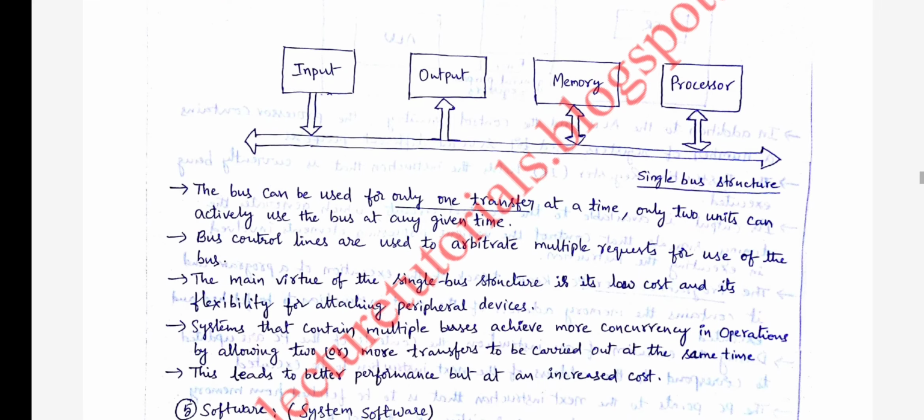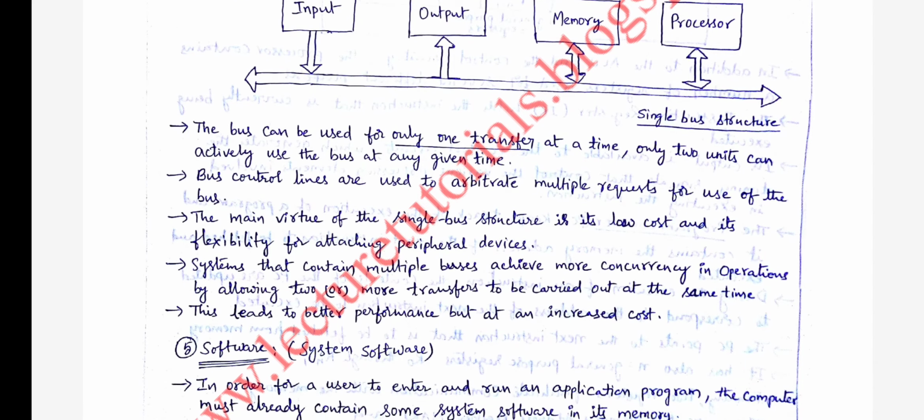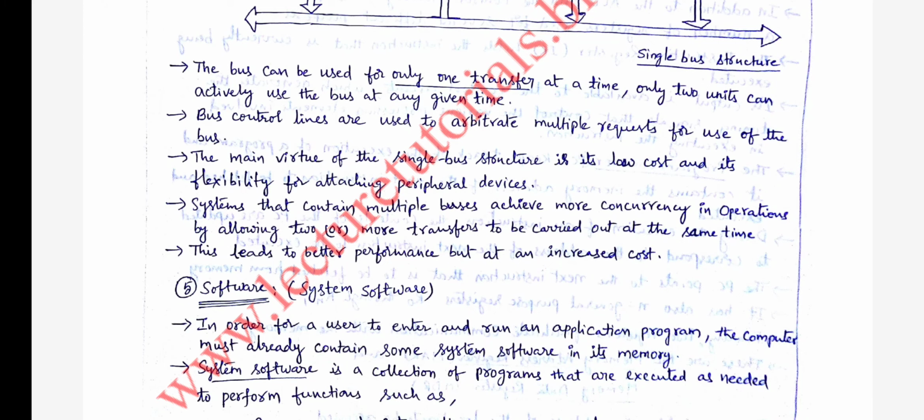That is a bus. The bus can be used for only one transfer at a time. Only two units can actively use the bus at any given time. Bus control lines are used to arbitrate multiple requests for use of the bus. The main virtue of the single bus structure is its low cost and its flexibility for attaching peripheral devices, right?